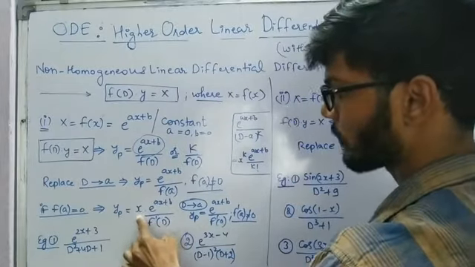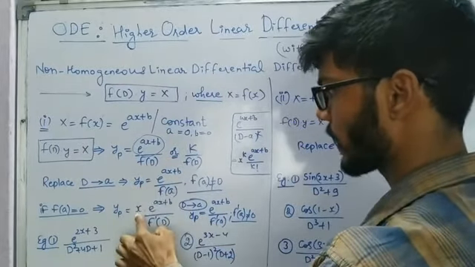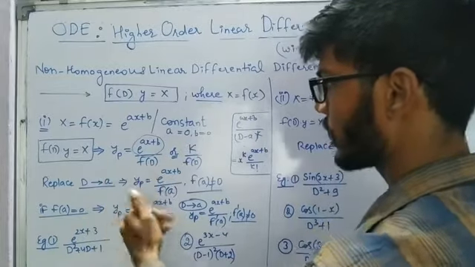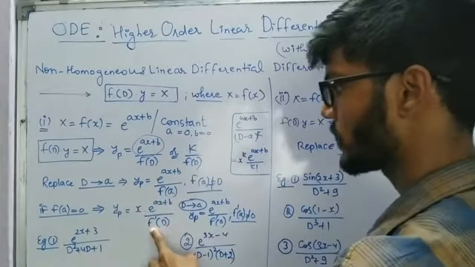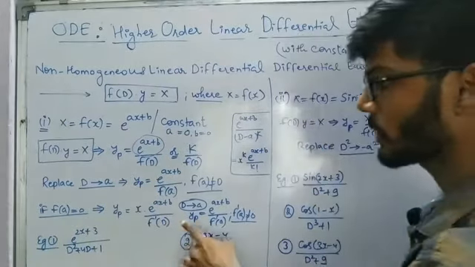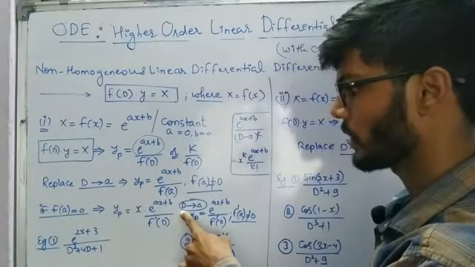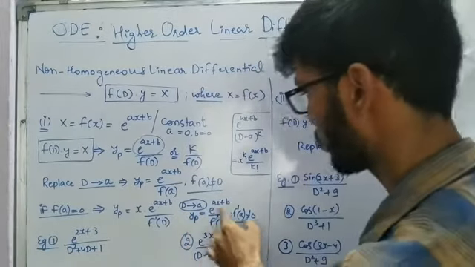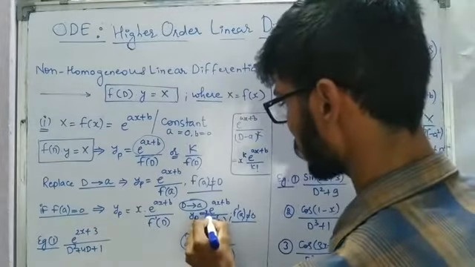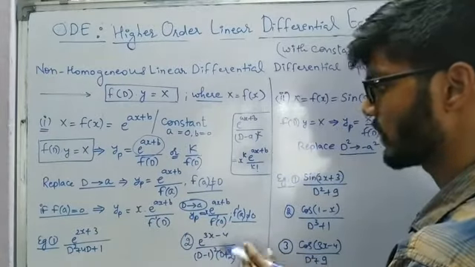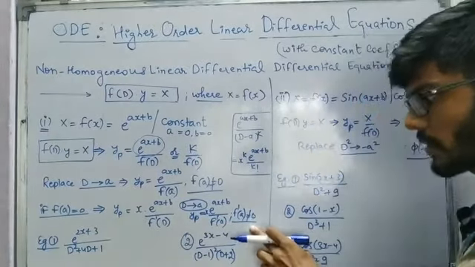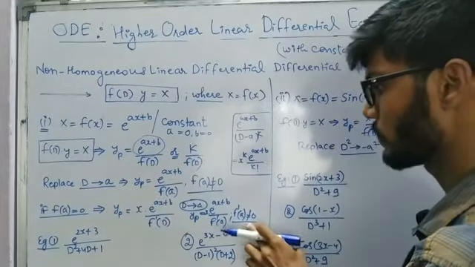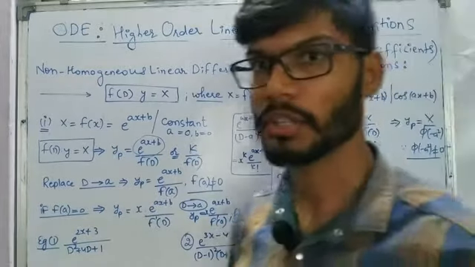What we have to do is multiply the whole thing by x, and differentiate this f(D) once, so this becomes f'(D), and now we put the value of D as a. So this becomes x times e^(ax+b) divided by f'(a). And again, when we put the value of D as a, we have to make sure that f'(a) should not be equal to 0.